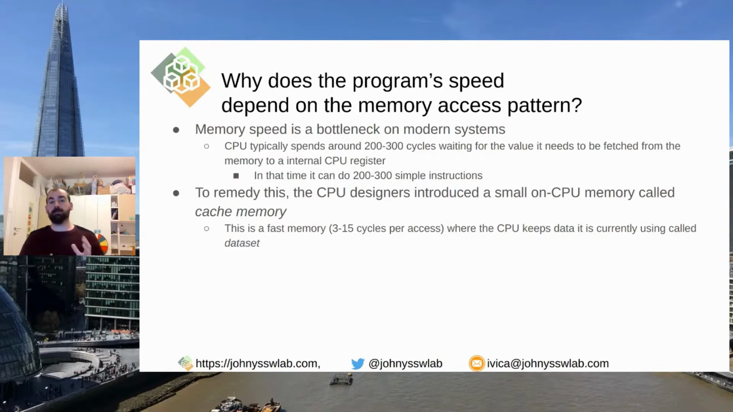To fix this, CPU designers introduced a small on-CPU memory called the cache memory. This is a fast memory. It has a really fast access time, 3 to 15 cycles per access, where the CPU keeps data it is currently using. This data is called the data set. The cache memory is much smaller in capacity. Actually, there are several cache memories. There are hierarchies of cache memories, but this is not important for our story today. Okay. Any questions until this point?